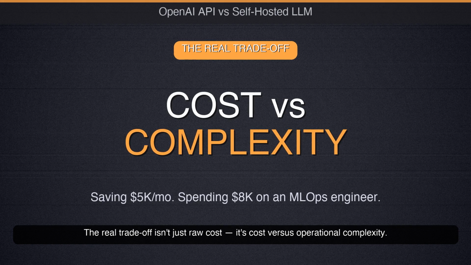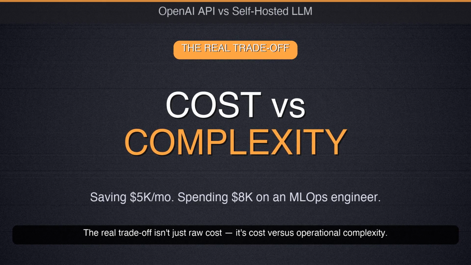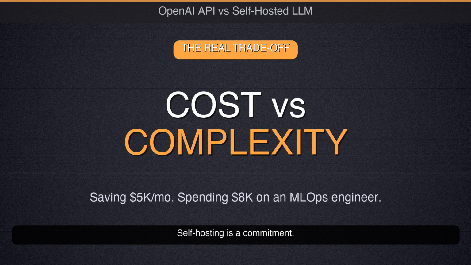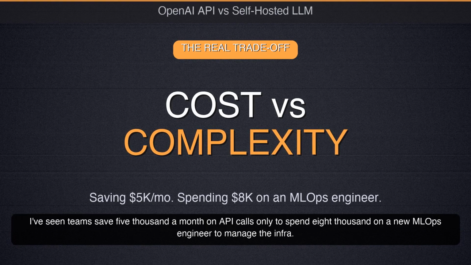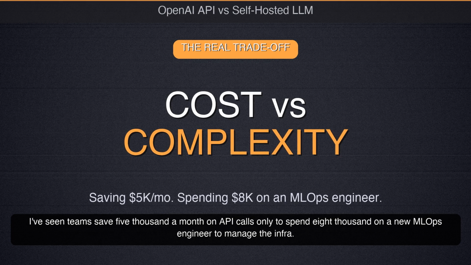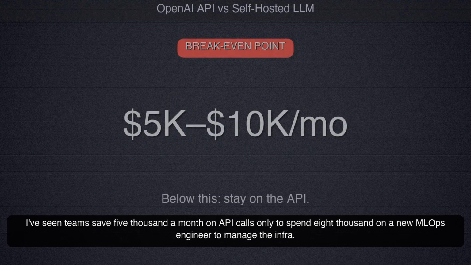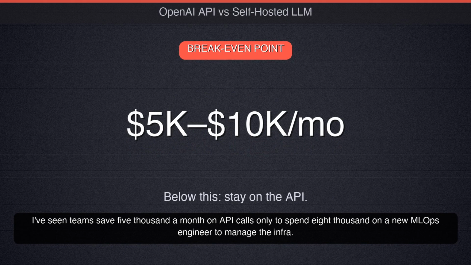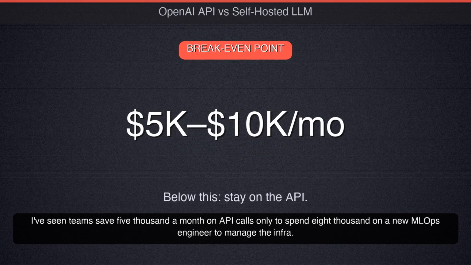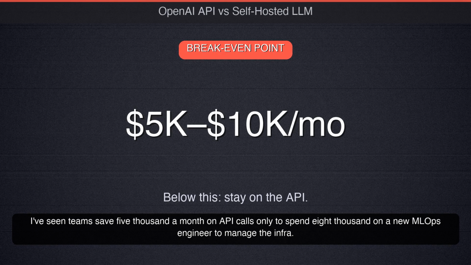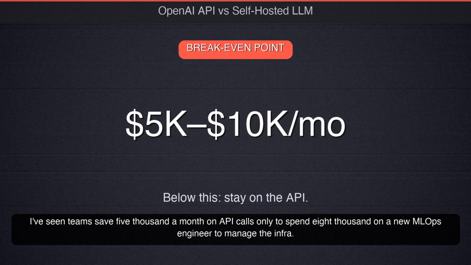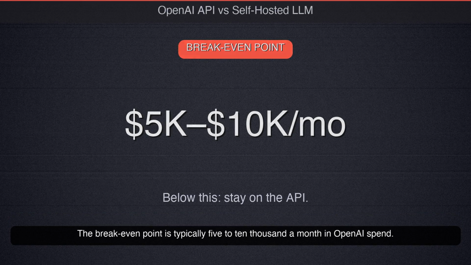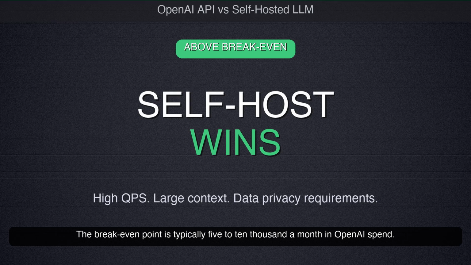Self-hosting sounds like a no-brainer. Move from $15,000 to $3,000 a month? Obviously, yes. But that $3,000 doesn't include the engineering time to set up vLLM, build monitoring, implement auto-scaling, and hire ML ops talent. I've seen teams save $5,000 a month on API calls, only to spend $8,000 on a new ML ops engineer. Net, negative.